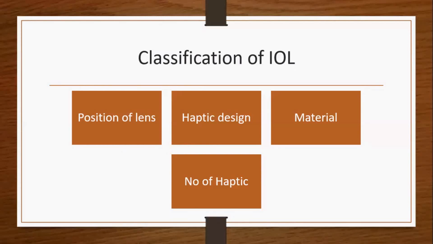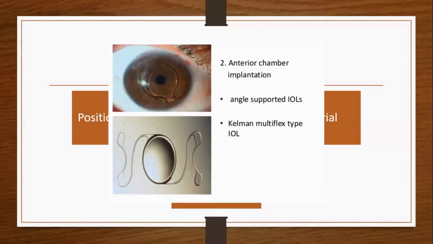First, I am explaining the position of the lens. You can see here the position of the lens. These 2 lenses are anterior chamber IOLs. Here you can see the 2 haptic lens which is positioned in the anterior chamber. This lens is known as the Kelman Multiflex type IOL. You can see a flexible haptic design, which they can place very easily in the anterior chamber. This type of IOL they can even place in an angle closure patient, so it will not have a huge impact on angle closure.